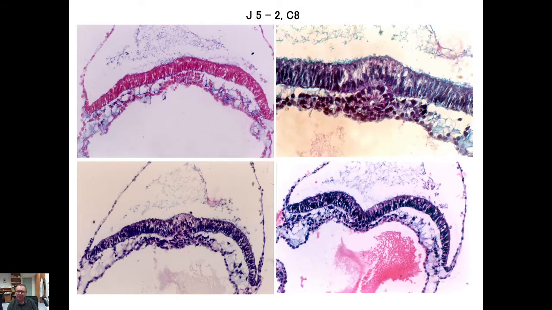Some histological slides from this very early development. It is a very young embryo. We can see epiblast here. This is epiblast. We can see thin hypoblast here.